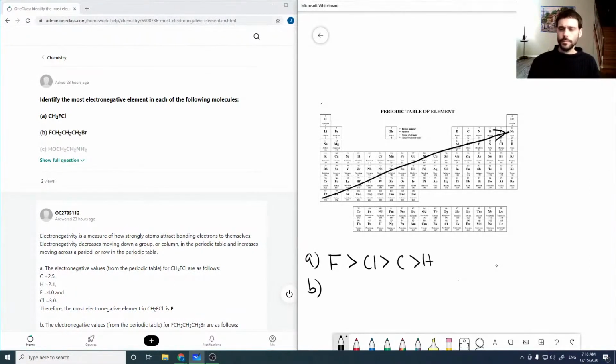For B, so that's CH2FCl. So for B, which is this FCH2CH2CH2Br guy. Again, fluorine is the most electronegative, which is greater than bromine, which is greater than carbon, which is greater than hydrogen.